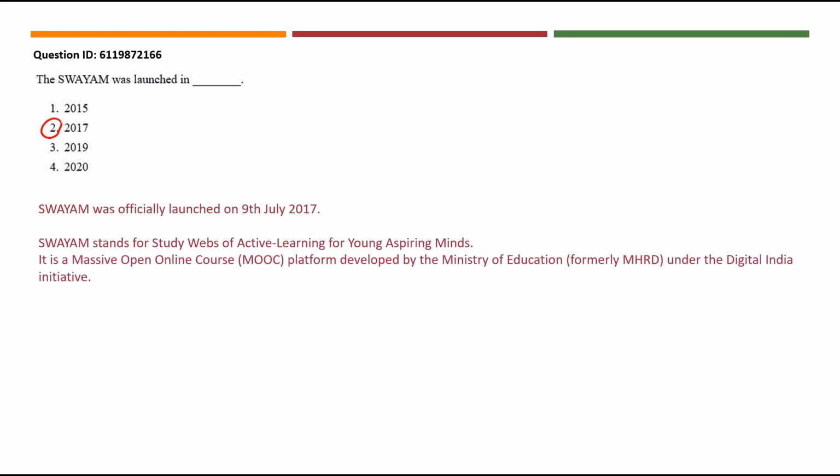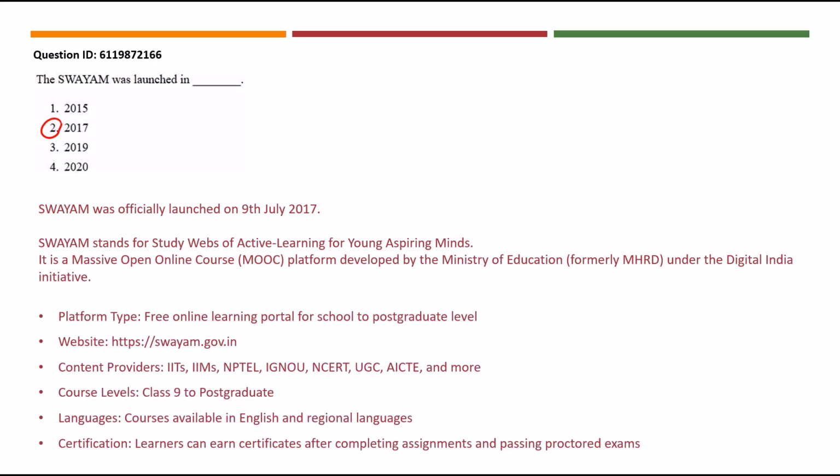SWAYAM stands for Study Webs of Active Learning for Young Aspiring Minds. It's a massive open online course platform developed by the Ministry of Education under the Digital India Initiative. The content providers are IITs, IIMs, NPTEL, IGNOU, NCERT, UGC, AICTE and there are more contributors. The course levels range from class 9 to postgraduate. Courses are available in English as well as in regional languages.